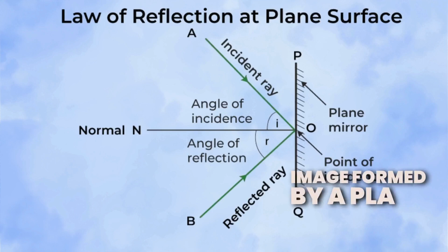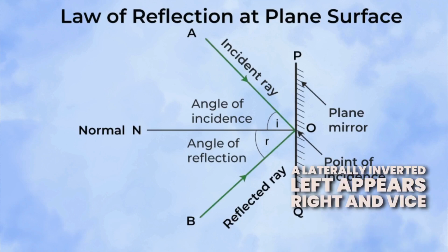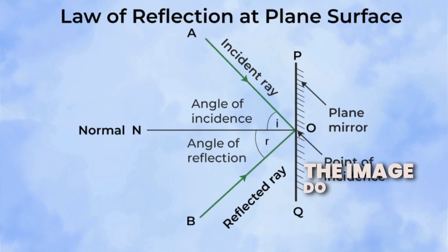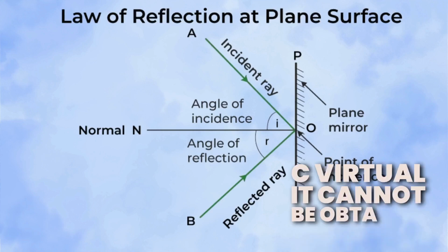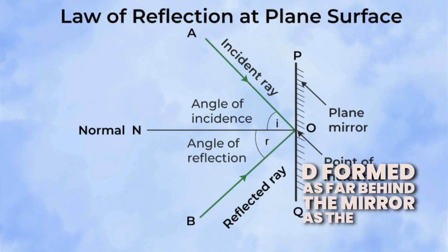Image formed by a plane mirror. A. Laterally inverted. Left appears right and vice versa. B. Of the same size and erect. The image does not flip top to bottom. C. Virtual. It cannot be obtained on a screen. D. Formed as far behind the mirror as the object is in front.